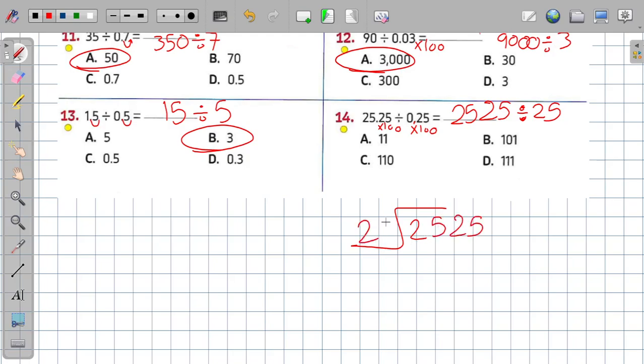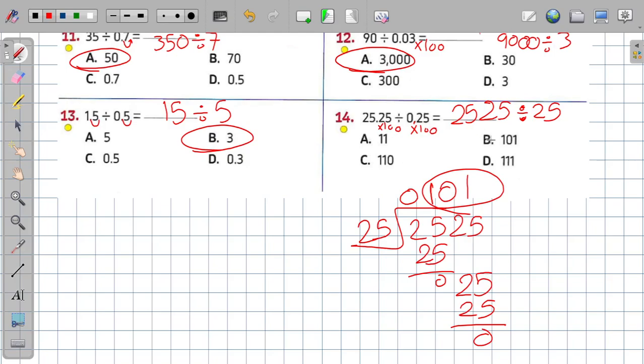Okay, 2,525 divided by 25. 2 divided by 25 equals 0. 25 divided by 25 equals 1, and the remainder will be 0. Next, I have 2. 2 divided by 25 equals 0 because 2 is less than 25. Next, I have 25 divided by 25 equals 1, and the remainder will be 0. So the result will be 101.